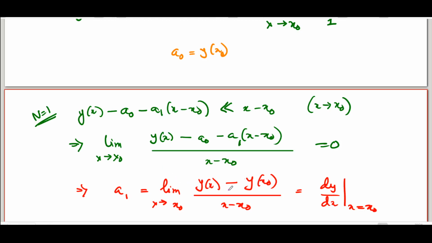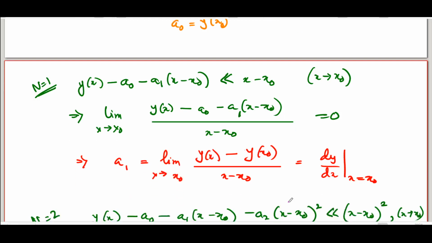And that is not all. This particular limit has to exist, but we do recognize what this limit is. It's nothing but the derivative of y with respect to x at the point x equal to x0. This derivative has to exist for a1 to make sense. What about n equal to 2?